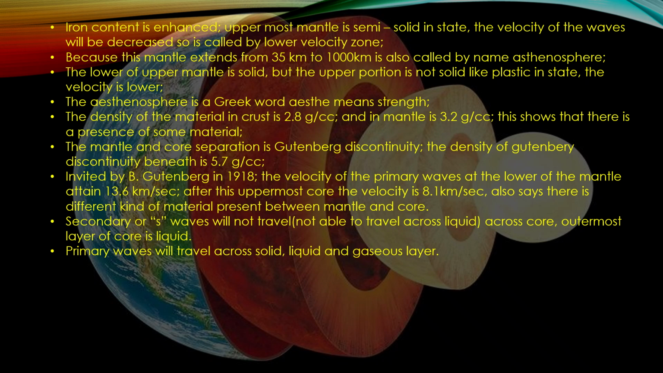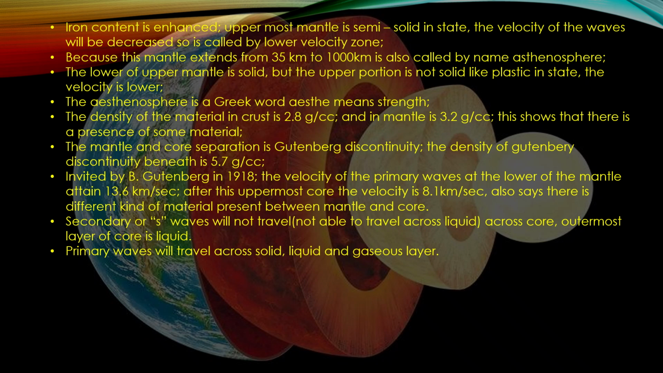The uppermost mantle is semi-solid. Therefore, the wave velocity decreases. So this zone is called the low velocity zone. The mantle extends from 35 kilometers, where the lower crust ends, from 35 kilometers to 1000 kilometers, and it is also called the asthenosphere. The upper part is semi-solid and the lower part is solid. The upper portion is not solid, but in a plastic state, and the velocity is lower. The asthenosphere, primarily the upper mantle, means it is weak.